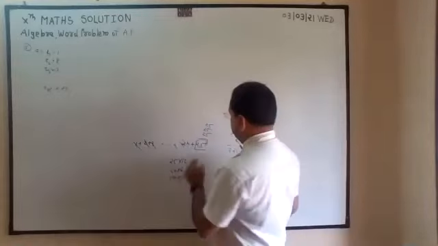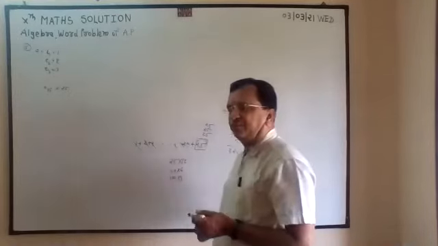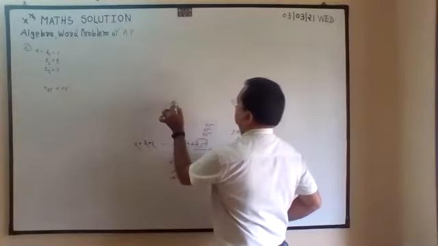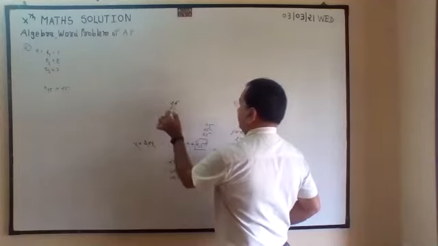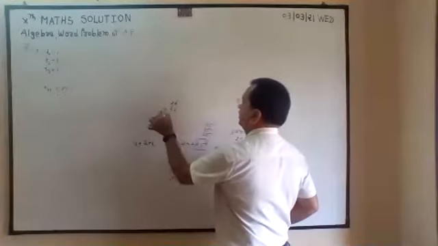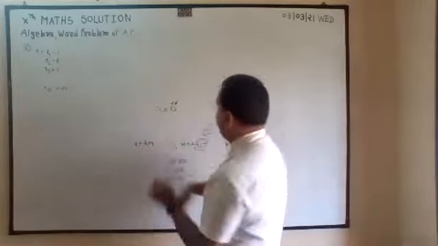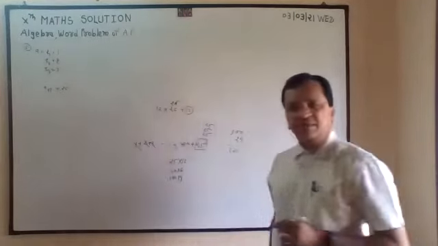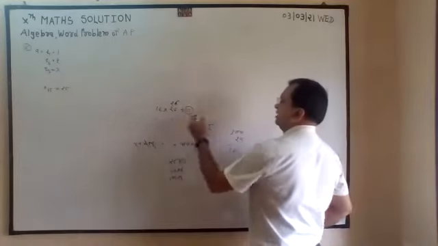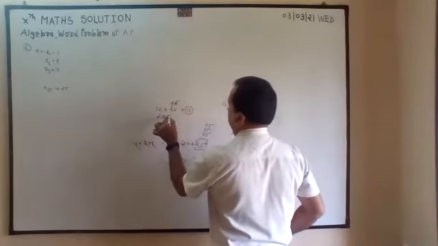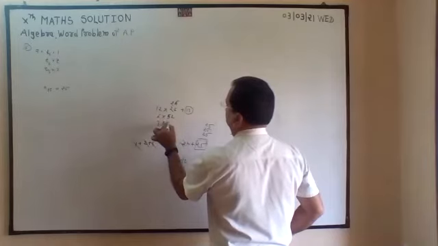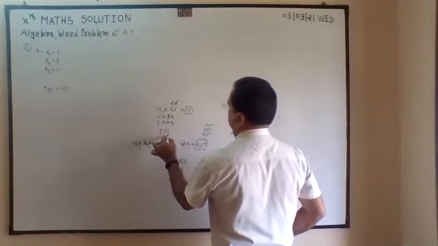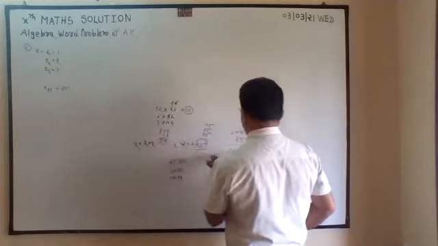Or suppose you don't want to take the pair of 25, take pair of 26. 1 plus 25 is 26, 2 plus 24 is 26. Like that you will get 12 pairs. Exactly in the middle there will be 13. That number will remain. So multiply 26 into 12, that is 312, plus 13, 325.